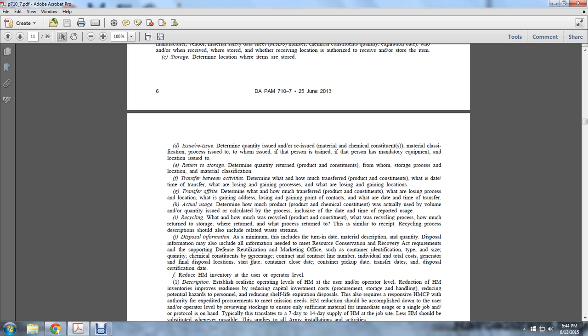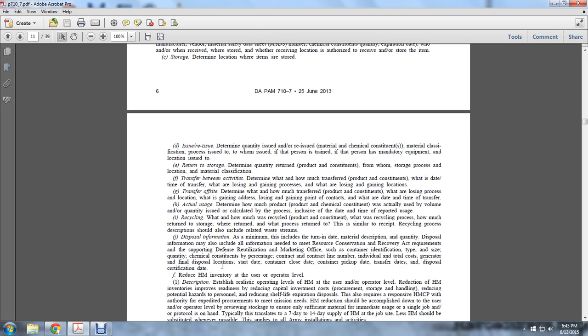Actual usage: determine how much of the product and chemical constituent was actually used, the volume, the quantity issued, and the quantity calculated by the process, including the date and time of the reported usage. Recycling: what and how much was used, how much was recycled, the product and constituent, the recycling process, how much was returned to storage, where it was returned, and where the process returned it, similar to receipt. Reporting of the process distribution should also include the related waste streams.